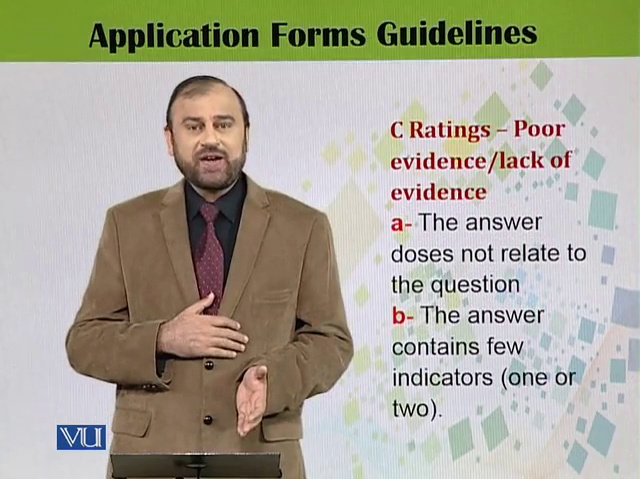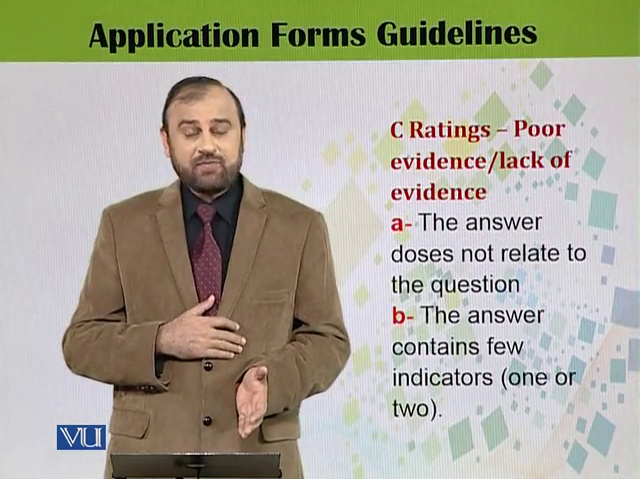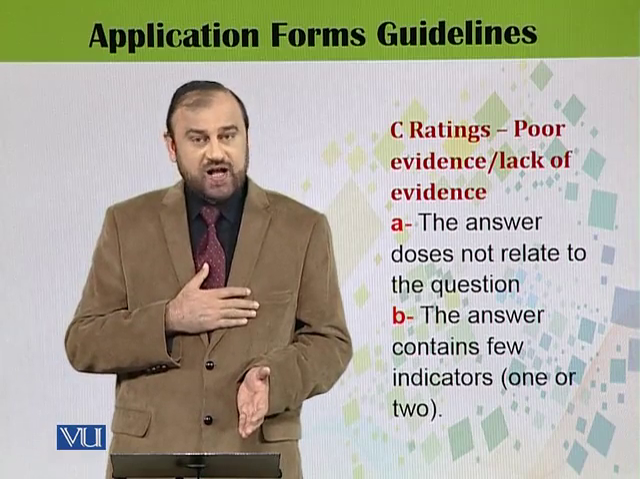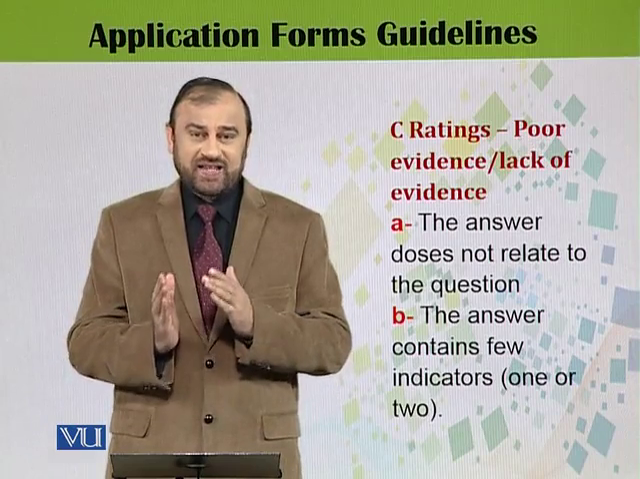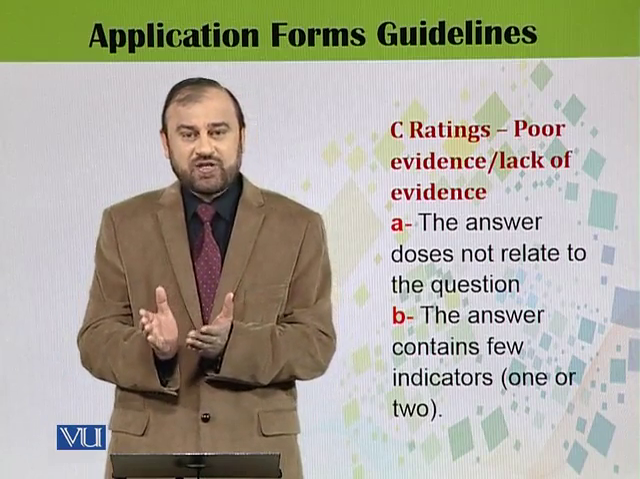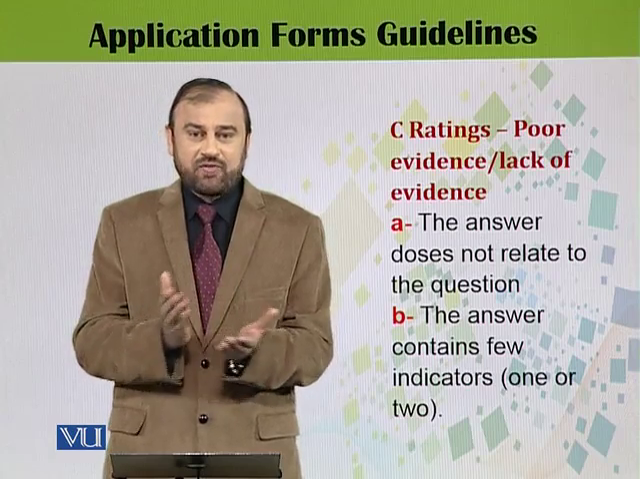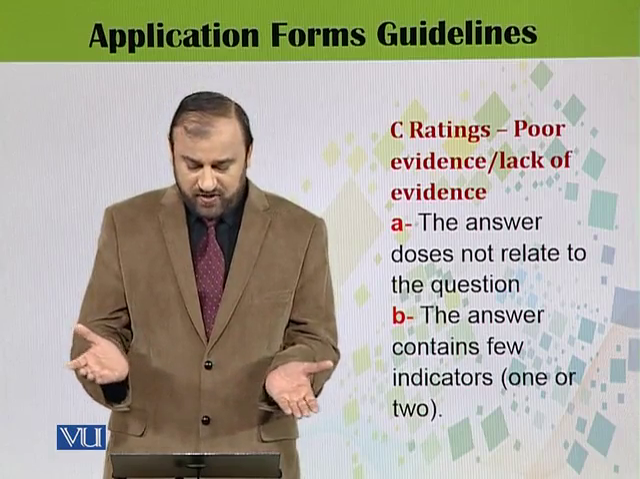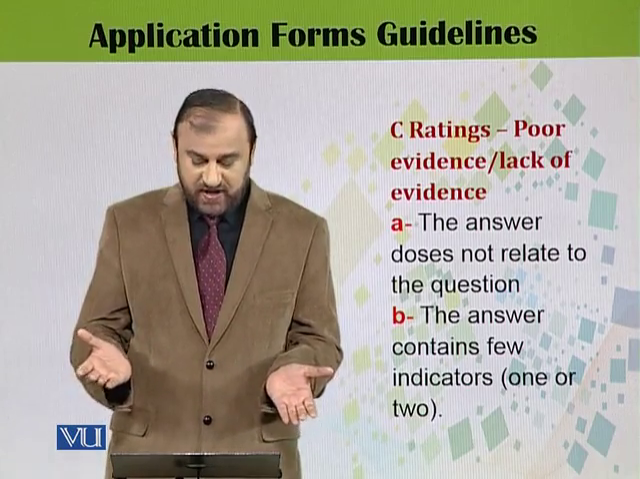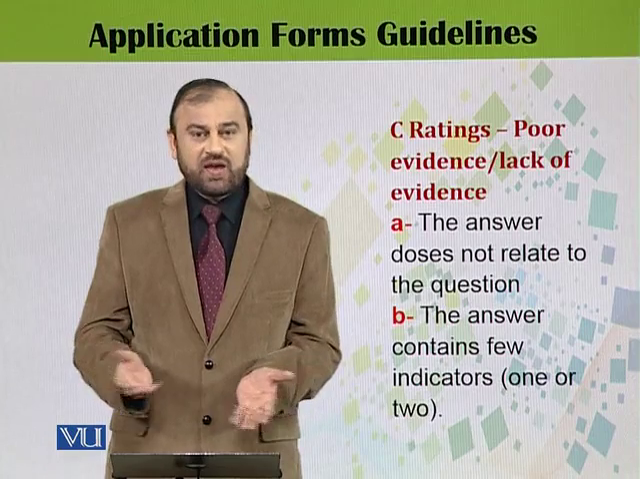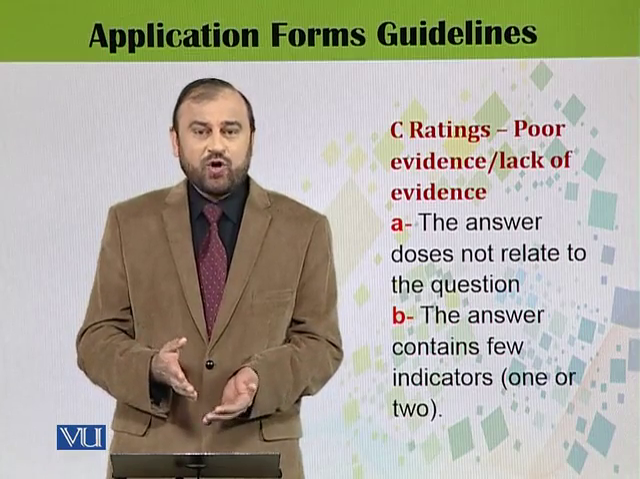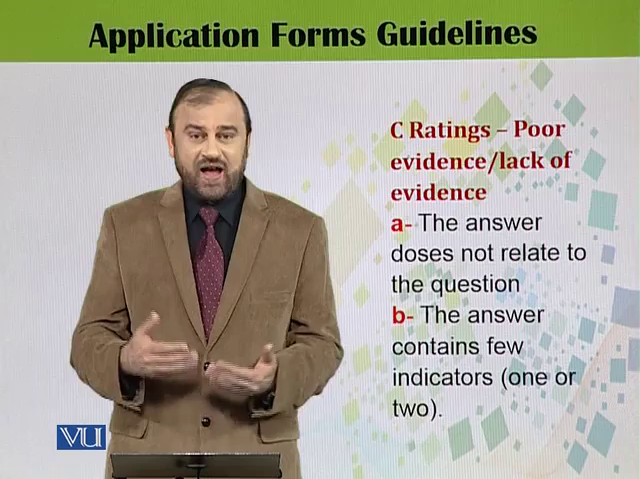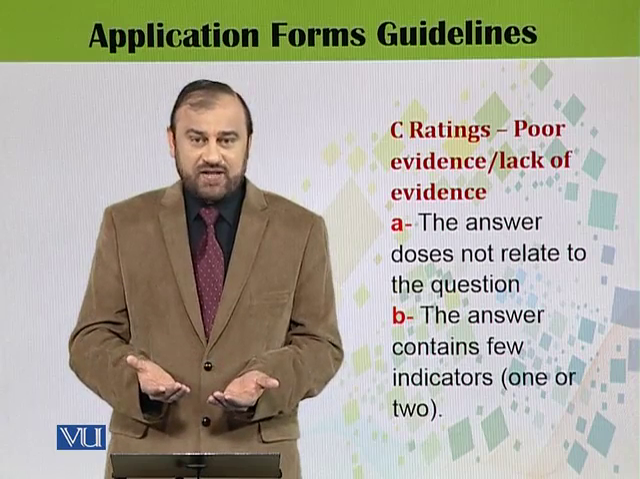And the last one is a C rating, poor evidence, and sometimes we call it a lack of evidence altogether. So A point: the answer does not relate to the question. You are asking question A, and the answer is to question B. So the answer is not relevant to the question you are asking. It means there is a lack of evidence, or poor evidence is given. And the B point: the answer contains few indicators, meaning one or two indicators are given, and those indicators are not verifiable. It means the indicators lack evidence, and they have very poor evidence if they have mentioned it over there.